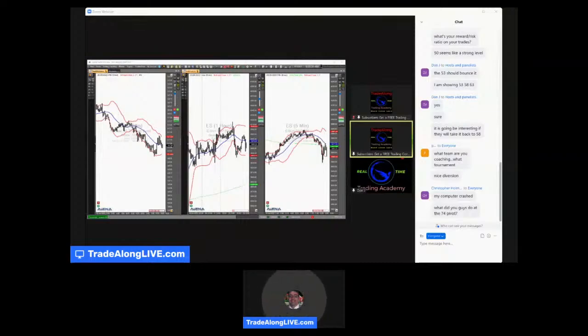We got short there at 74, just in case you were asking, and a nice rotation off of that 74 area. Did not take any heat on it. I got up to 4.5 and then rotated back down, so not a big deal.